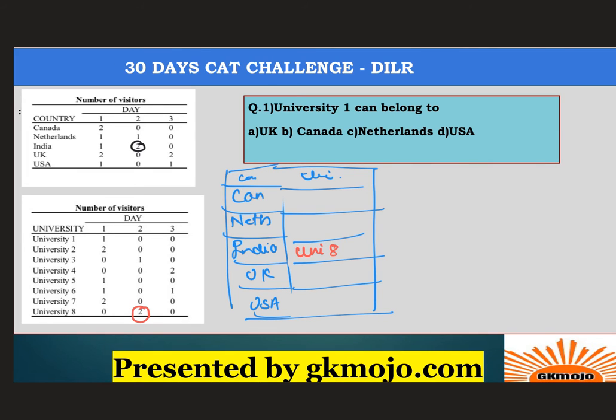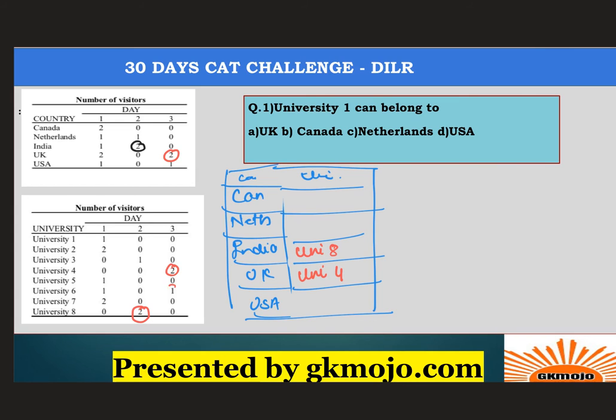Similarly, in the day 3 table of universities, university 4 sends 2 visitors, and UK is the only country which sends 2 on day 3. Hence, UK is university 4. Guys, there can be more. Each country may have more than one university because there are 8 universities and 5 countries. So just do not assume that this is the only university for that country.